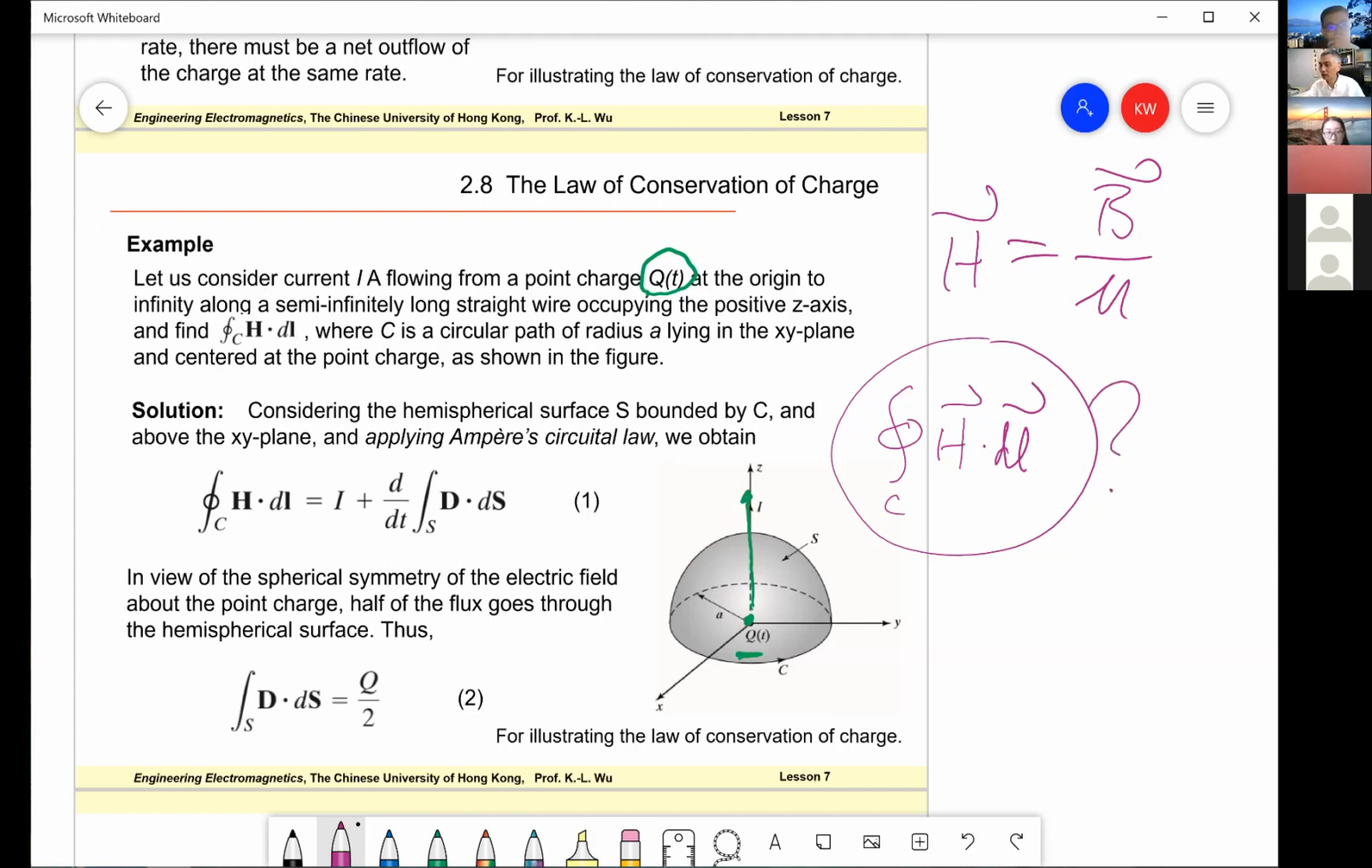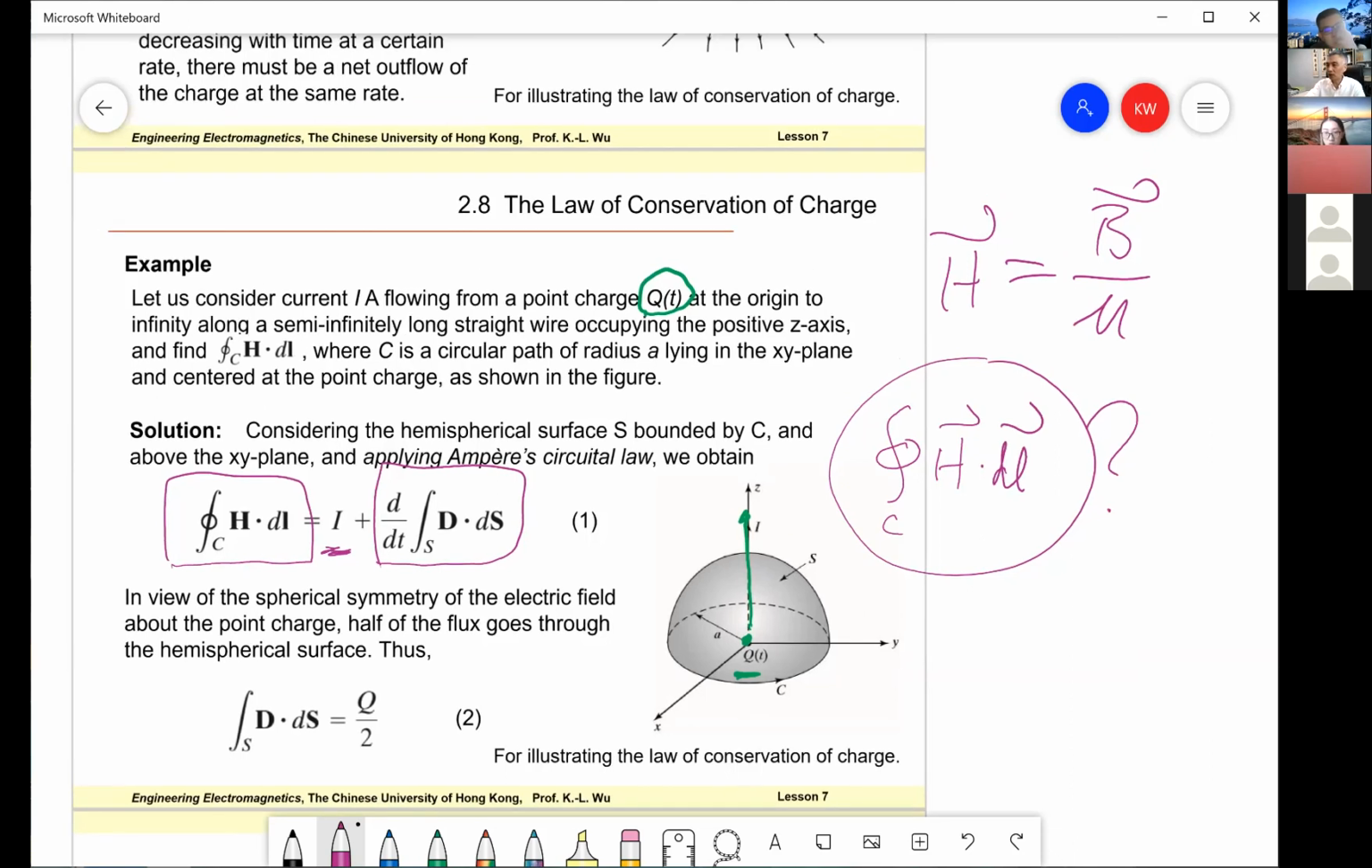Okay, let's calculate this. Once we ask to calculate this, that reminds us, should we consider a general Ampere's law? Ampere's law relates the circulation of the magnetic field with a current, and also with the time variation of the electric flux density D. If we consider this, then we better relate D with the charge, because we didn't give D, but we give the charge. However, we know D and the charge are related.